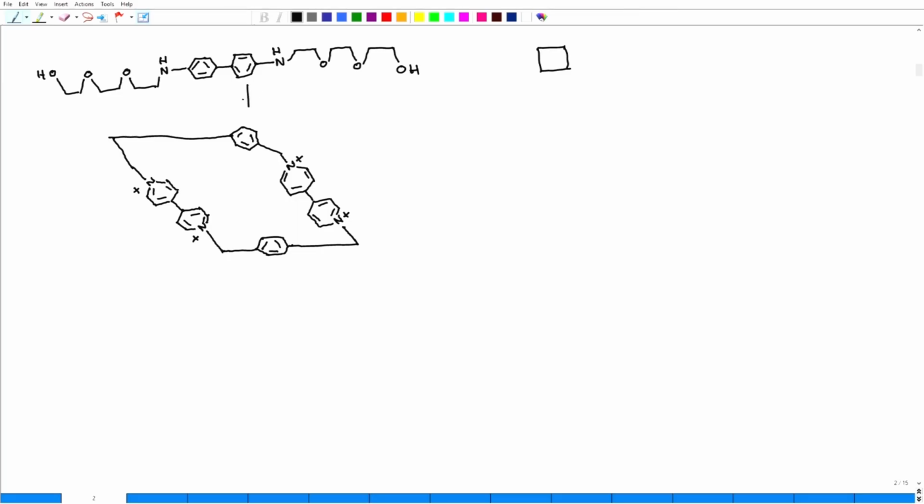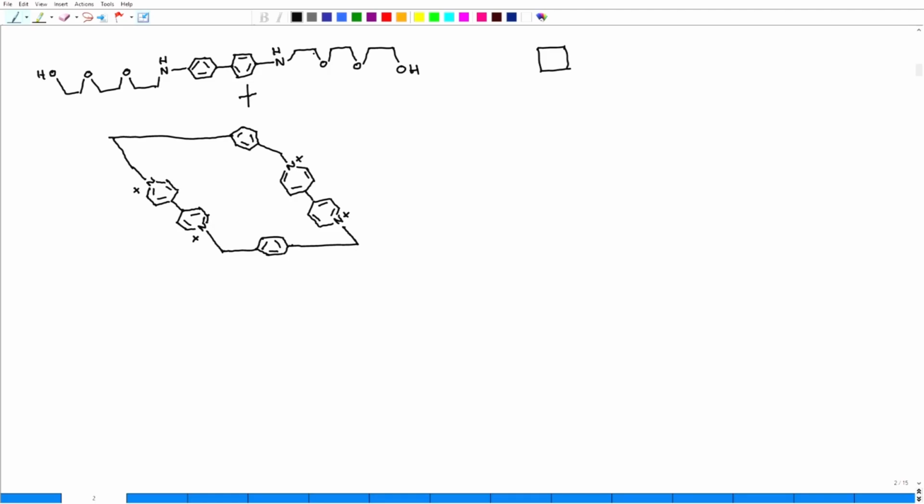This plus this plus this, and if we cook it with, say, acetonitrile at high temperature for several hours, then what will happen? This linear will go inside, this linear will go inside.